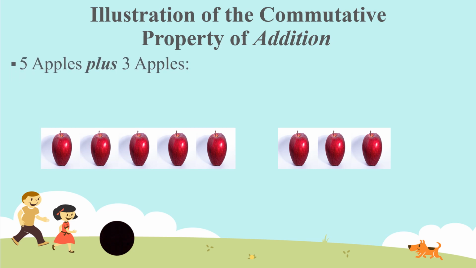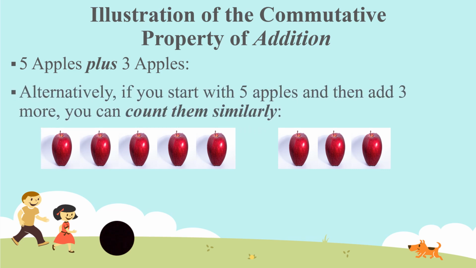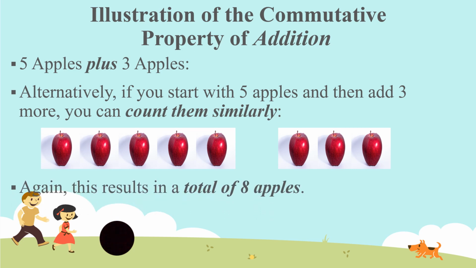5 apples plus 3 apples. Alternatively, if you start with 5 apples and then add 3 more, you can count them similarly. 1, the first apple, 2, the second apple, 3, the third apple, 4, the fourth apple, 5, the fifth apple, 6, the first of the new apples, 7, the second of the new apples, and 8, the third of the new apples. Again, this results in a total of 8 apples.